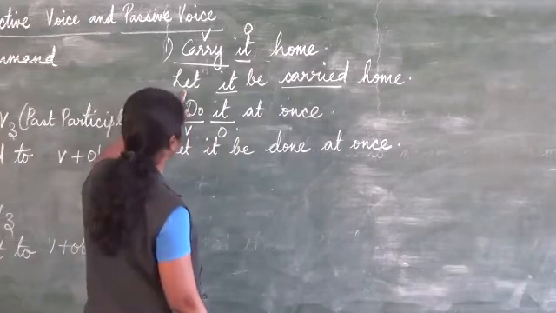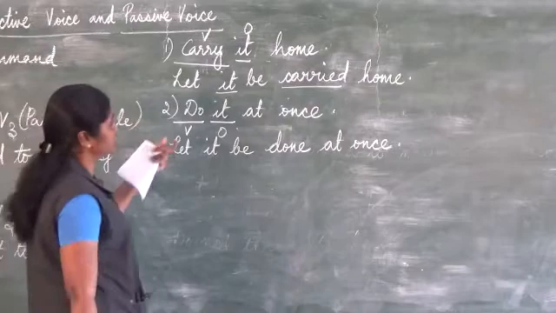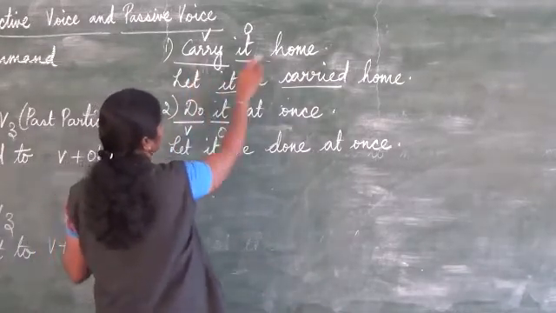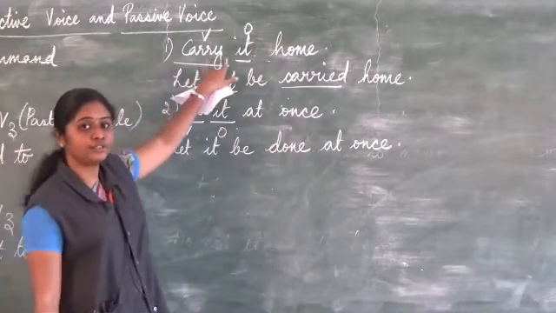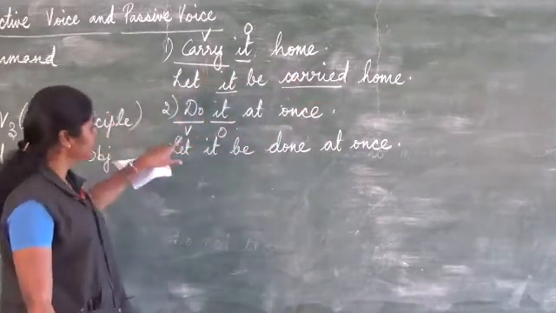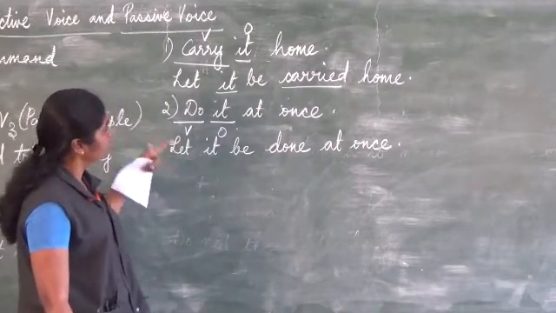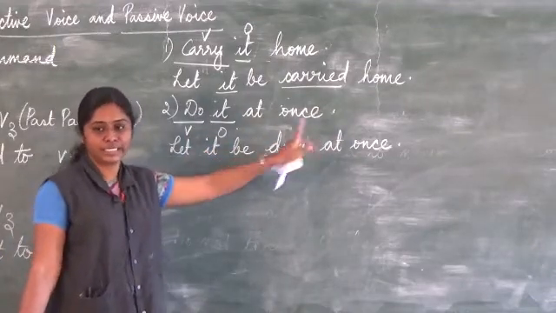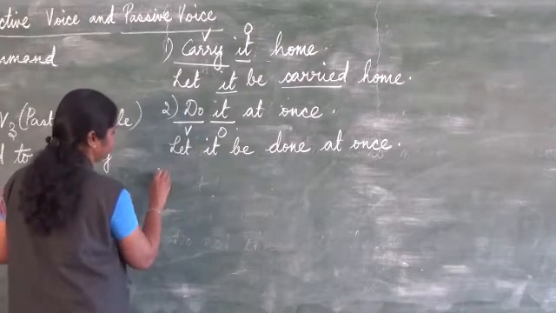Now for this, the second method is carry it home. It's a common kind of instruction. So again you can use you are instructed to carry it home. Is it clear? You are instructed to carry it home. Now for this sentence, the second method is you are instructed or you are asked to do it at once. Clear? So this is how you have to write the second form.